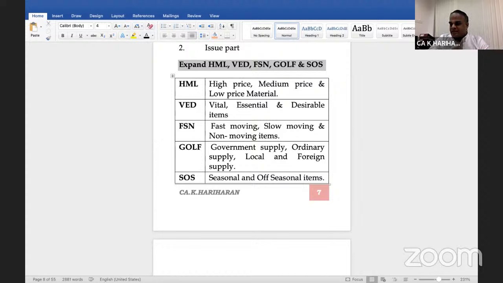Yes, Nirvoma. Yeah, the screen sometimes goes blank. Okay, kindly adjust. Then the next one is what?